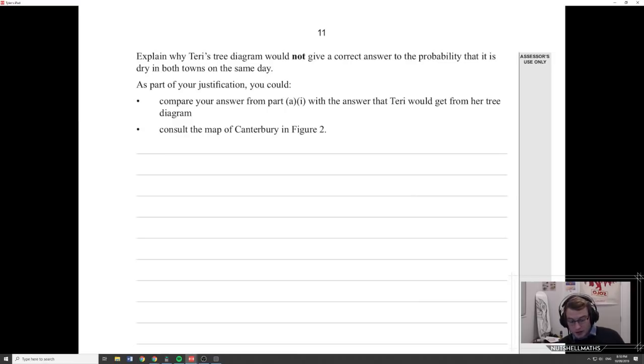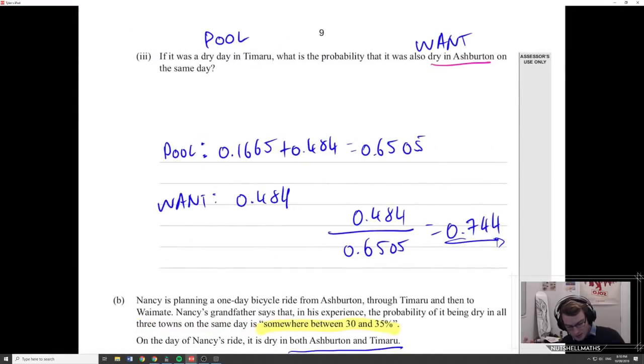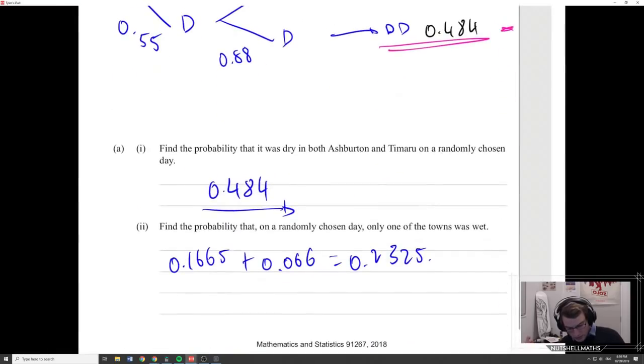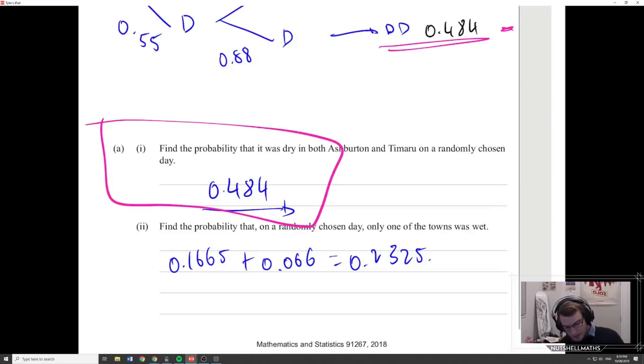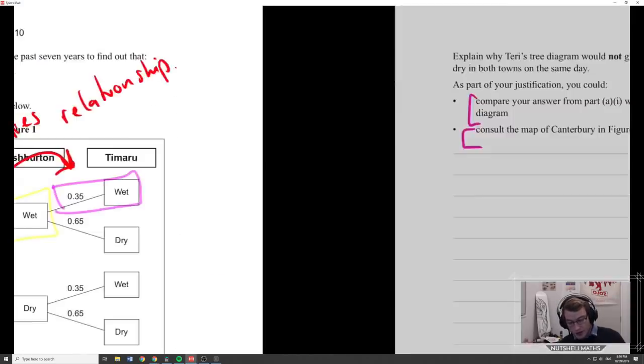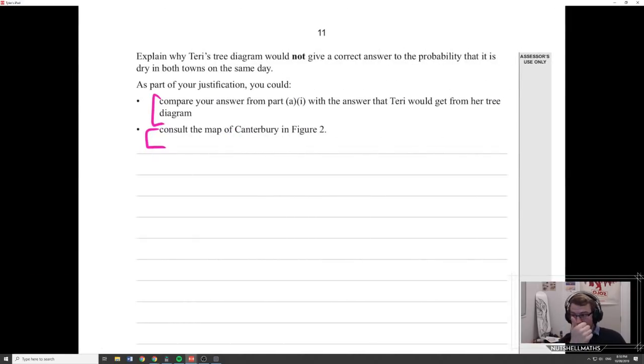And then this is like giving you the information. It's like, compare your answer from part A. So A1, where's my answer to A1? Compare this answer with the answer with their tree. So we're going to do that first, and then we're also going to consult the map, which was talk about that whole thing we were just talking about. So, firstly, point number 1.